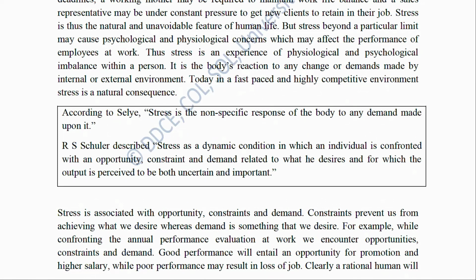Stress is thus the natural and unavoidable feature of human life. But stress beyond a particular limit may cause psychological and physiological concerns which may affect the performance of employees at work. Thus, stress is an experience of physiological and psychological imbalance within a person. It is the body's reaction to any change or demands made by internal or external environment. Today, in a fast-paced and highly competitive environment, stress is a natural consequence. According to Selye, stress is the non-specific response of the body to any demand made upon it.